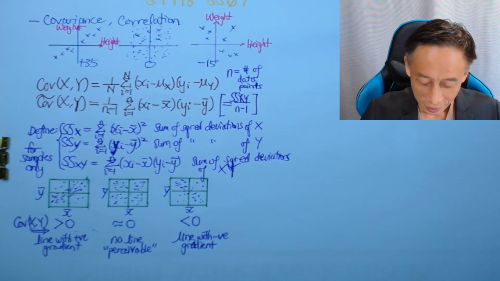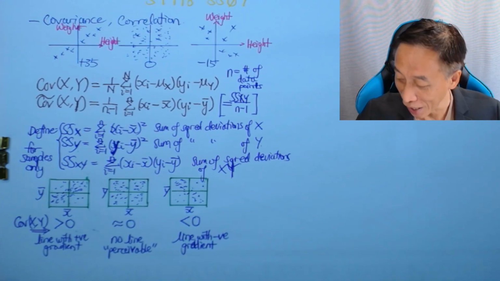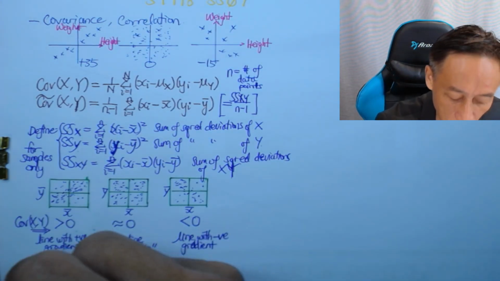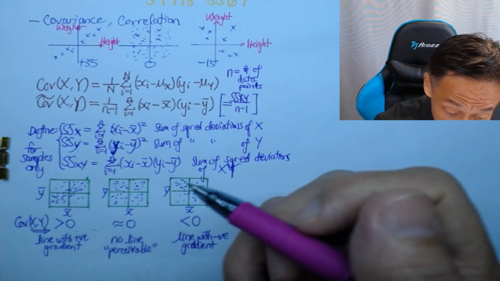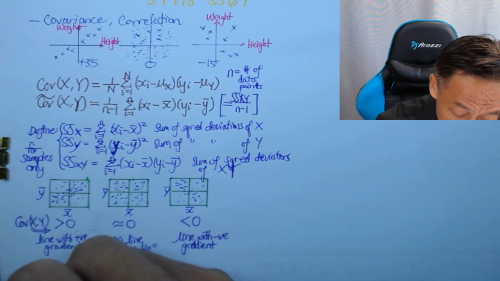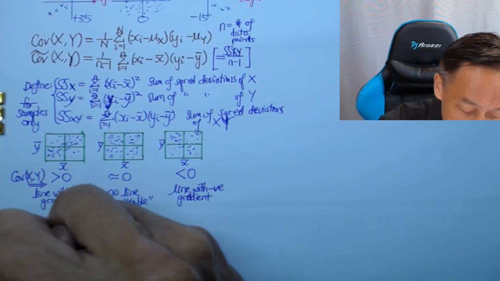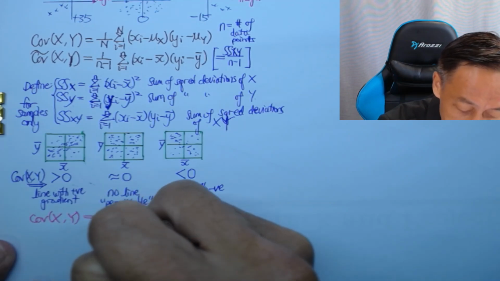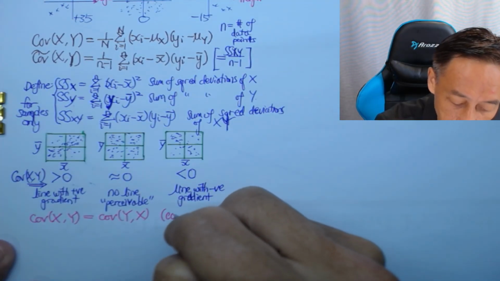So that's the covariance. And I'd like to, of course, also put down some behavioral issues of covariance, which is that first of all, the covariance of x, y, let me move this up. So covariance of x comma y is equal to covariance of y comma x. So that's called commutativity.